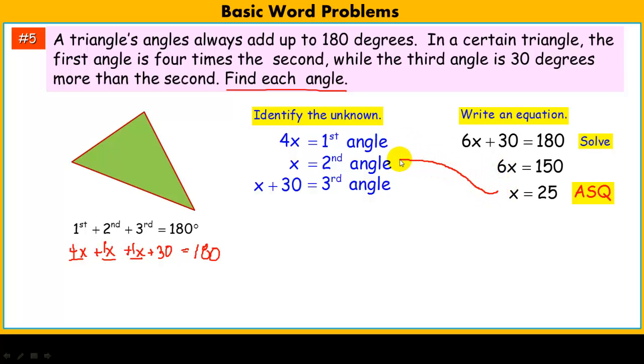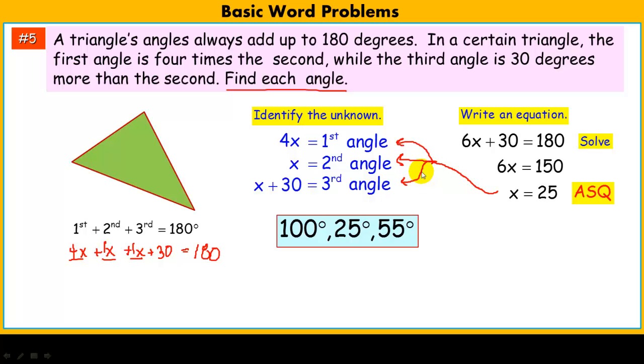All I have to do is plug them in one at a time. x is 25. 4 times 25 is 100. 25 plus 30 is 55. Raise your hand if you got that one correct. Awesome.